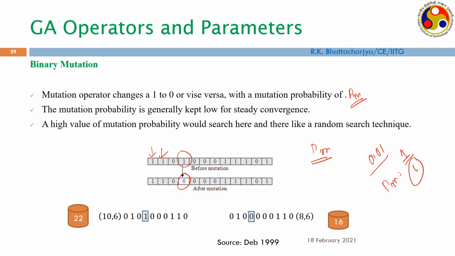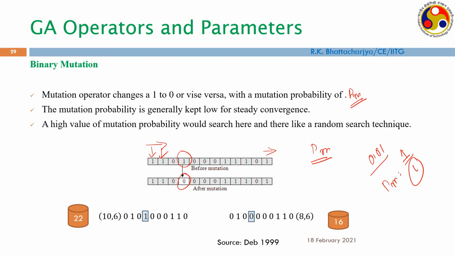You generate a random number. If the random number is less than the mutation probability, you will mutate it, otherwise you will not. That way you are going from the left bit to the right bit. If you are using 1 by L as the probability, then on average, over a large number of iterations, in a particular iteration one bit will be mutated out of the L bits. This is the idea of using 1 by L as the probability.